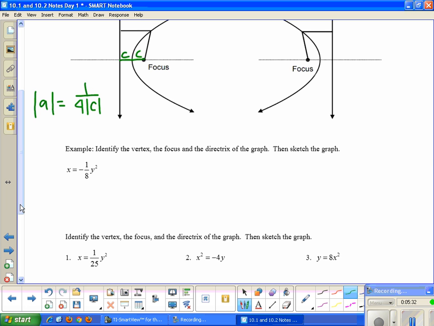It says, identify the vertex, the focus, and the directrix of the graph, then sketch the graph. So for this, the first thing that I would do is look at the equation. It's x equals. Since it's x equals, I know that my parabola is going to open to the right or to the left. Well, in this case, my a value equals -1/8. Since it's negative, I know my graph has to open to the left.